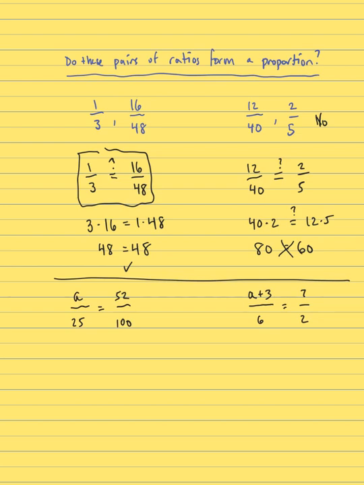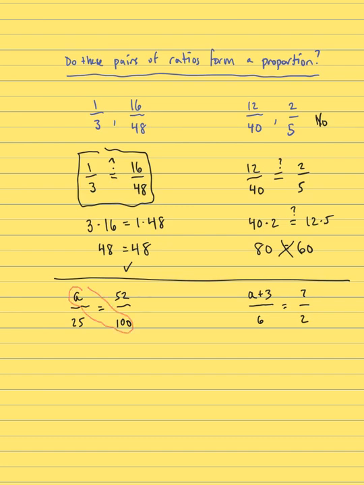Okay, another kind of problem would be if you were given a proportion and you had to solve for a variable. So in the case on the left here, we have a over 25 equals 52 over 100. Some of you can probably see we're comparing 25 to 100. 25 is 1/4 of 100, so a is probably 1/4 of 52. But if you don't see that, we're just going to go ahead and take the cross products.